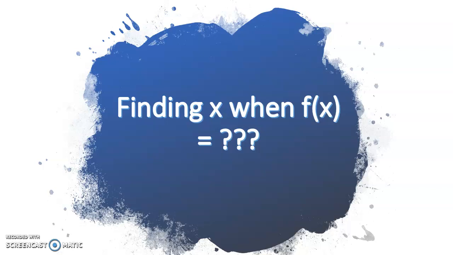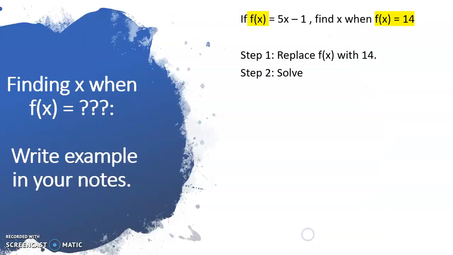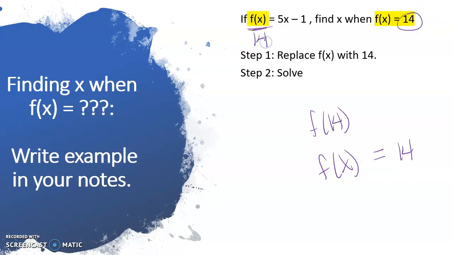All right, so switching gears a little bit. So now we're going to find x when f of x equals a number. So this is a little different than what we were just doing. Now it says if f of x equals 5x minus 1, find x when f of x equals 14. So notice now we're not saying f of 14. We're saying f of x is 14, which means I'm going to take the entire f of x and I'm going to replace it with 14.